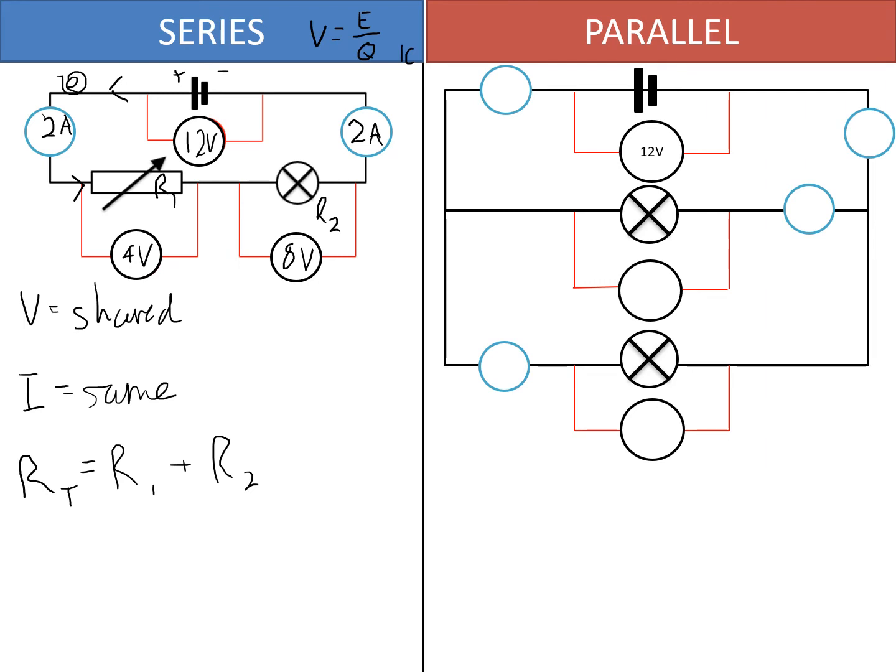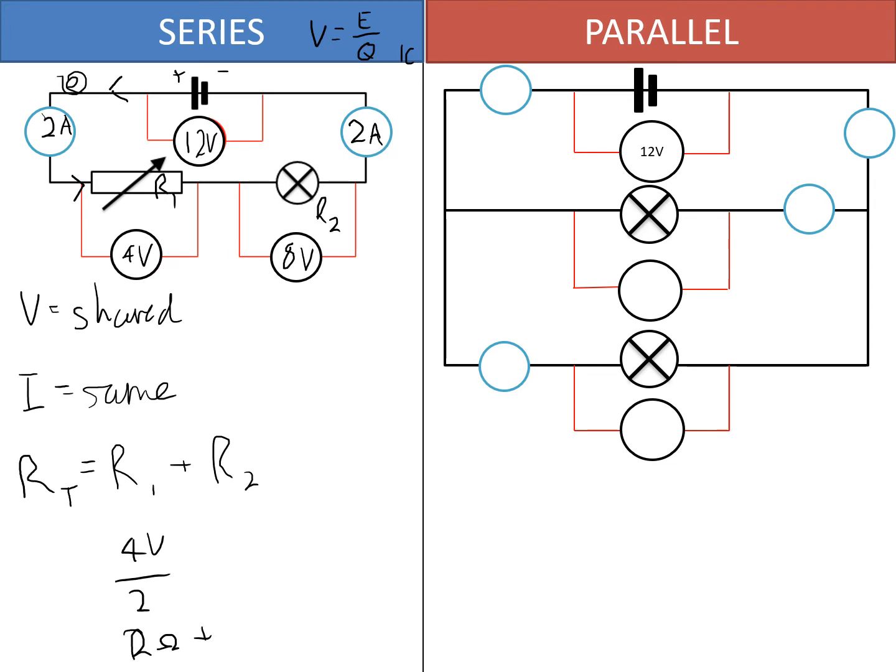Now here, if you want to work out the resistance of R1, you would do the voltage, which is 4 volts, divided by the current, which is 2, giving a resistance of 2 ohms. Okay.